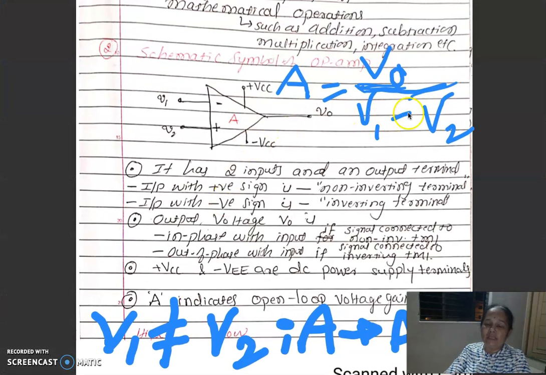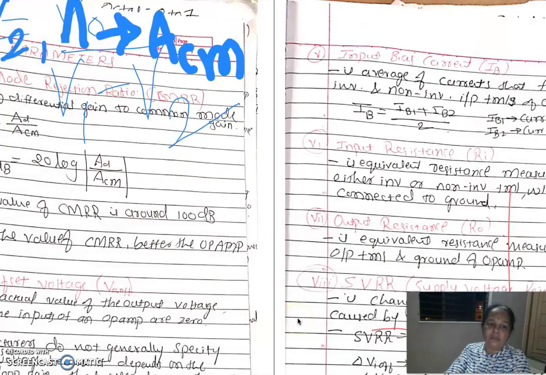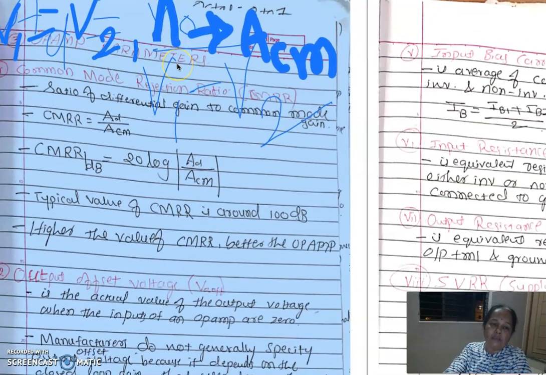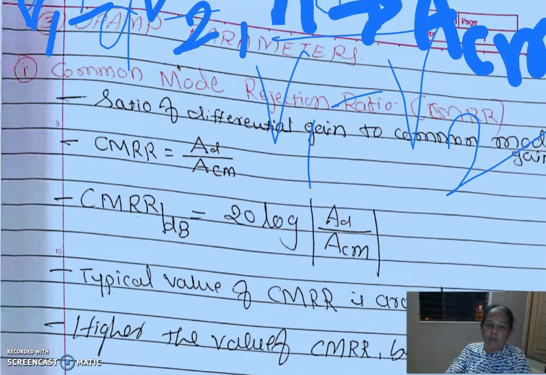If V1 and V2 are different, then A is referred to as AD, that is differential gain. And sometimes we have V1 equal to V2, the same voltage connected to both the inputs, inverting and non-inverting terminal. In that case, we say A is ACM, that is common mode gain. So this is what you have with respect to the symbol and the definition of op-amp.